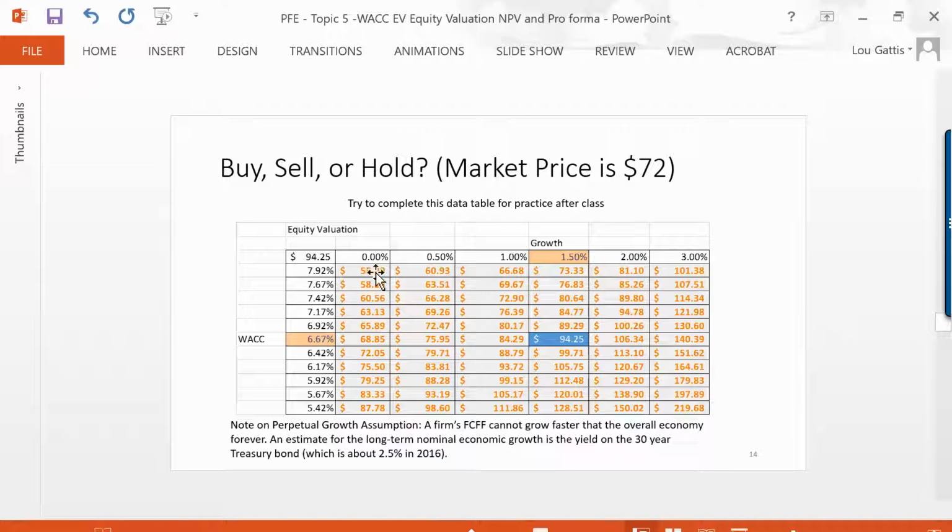But you can do some sensitivity around that. And it looks like, based on some assumptions on different WACCs and different perpetual growth rates, you can come up with values as low as $56 a share, which would be a sell, and as high as $219. And if you think these are reasonable ranges, this looks like a pretty good stock. It's $72 from now, and maybe I lose 20 bucks if it falls to this range, but maybe I make $150 if it goes up to this range.